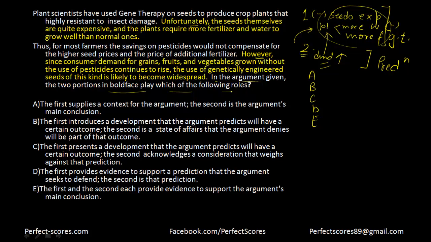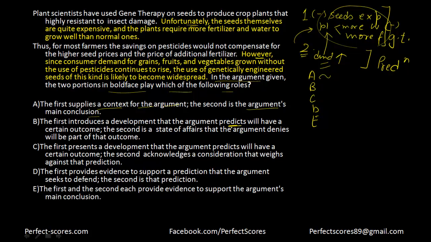So let's go to the options one by one. A says the first supplies a context for the argument, the second is the argument's main conclusion. Now, that may be correct, but it's not a context for the argument. And the second is not the argument's main conclusion. Right? The conclusion is still not accurately given. So let's leave out option A for now. B says the first introduces a development that the argument predicts will have a certain outcome.